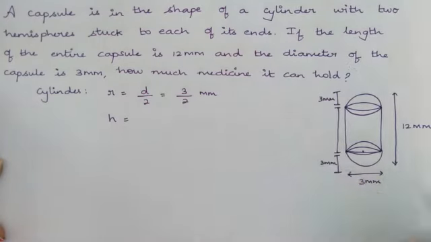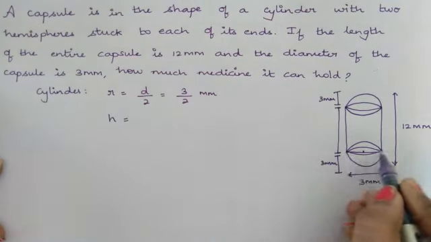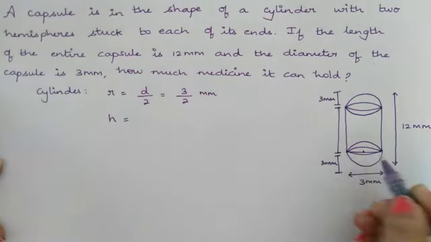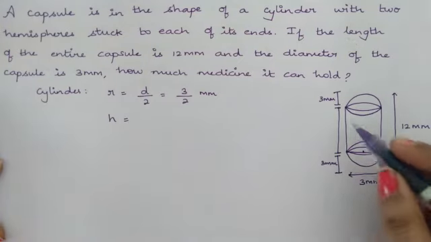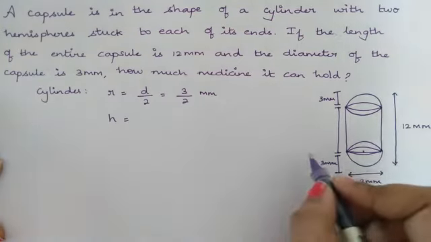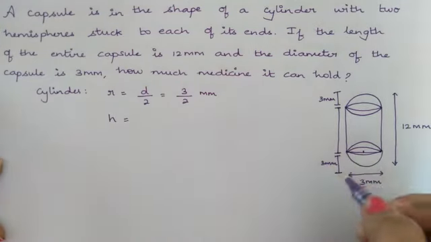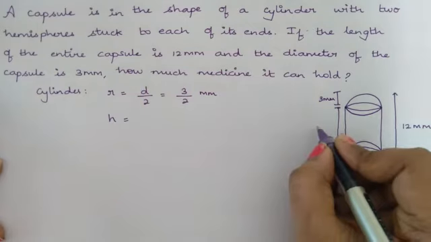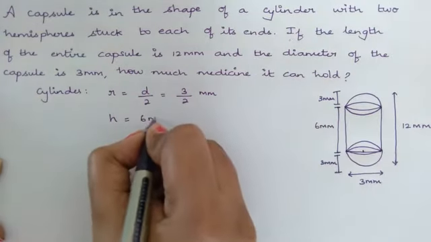Why is that distance 3 millimeter? Because if we are talking about the diameter this way, it is 3 millimeter in the sense, then the diameter this way also will be 3 millimeter only, right? So that 3 millimeter we are removing, so that we will be able to identify the height of the cylinder alone. So 12 minus 3 minus 3, 12 minus 6, 6 millimeter. This is going to be the height of the cylinder.